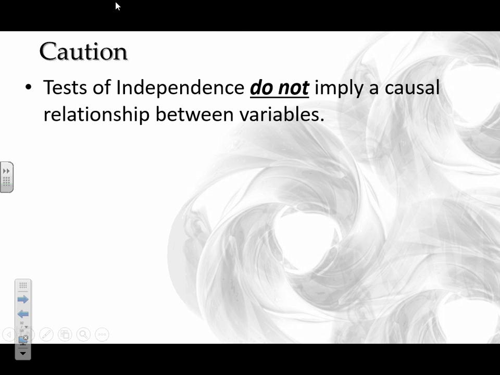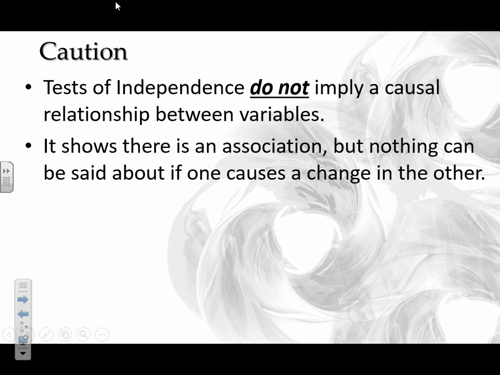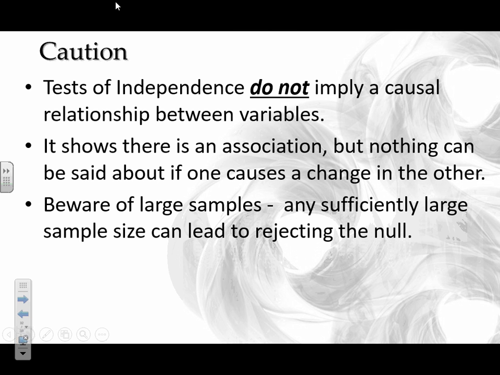Now, if it's an experiment, then yes, you could imply the causation. If it's an experiment that you ended up rejecting the null for, an experiment does allow us to work towards that causation, so one does cause the other to change. But if you're running just a normal test of independence and it's not an experiment, it shows there's an association, but nothing can be said about whether one changes the other.